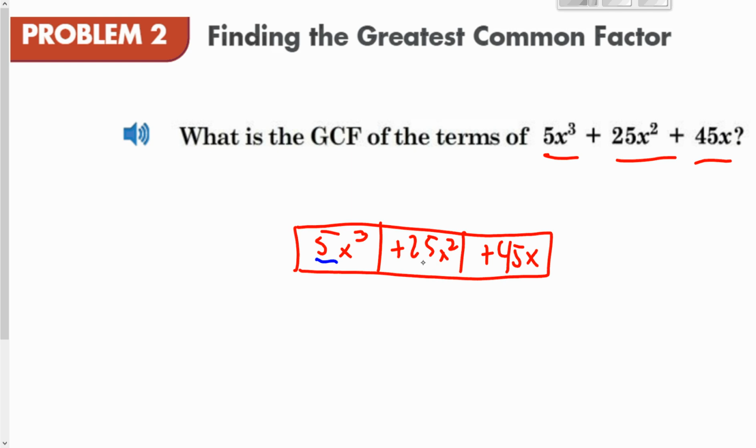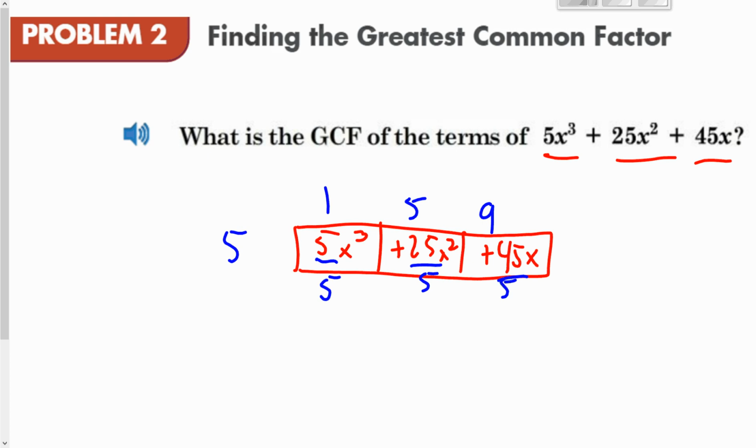So we look at all three of the numbers and see what's the same. That's 5. So we're going to divide out by 5. That's going to be our length there is 5. And then our width is going to be the answer to that. So that's 1, 5, and 9.